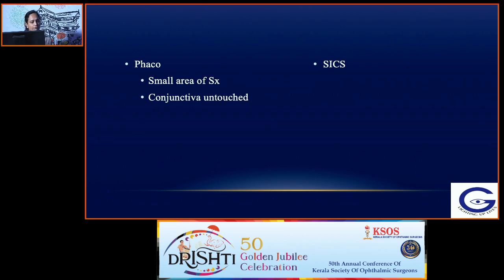So as you all know, phaco takes only a small area for the surgery, and the superior conjunctiva is untouched, so the trabeculectomy in future will be easy. But if you are doing an SICS in the superior quadrant, future trabeculectomy will be difficult.